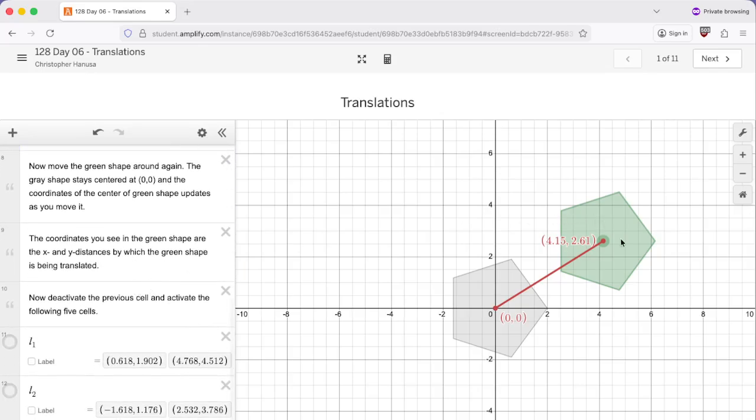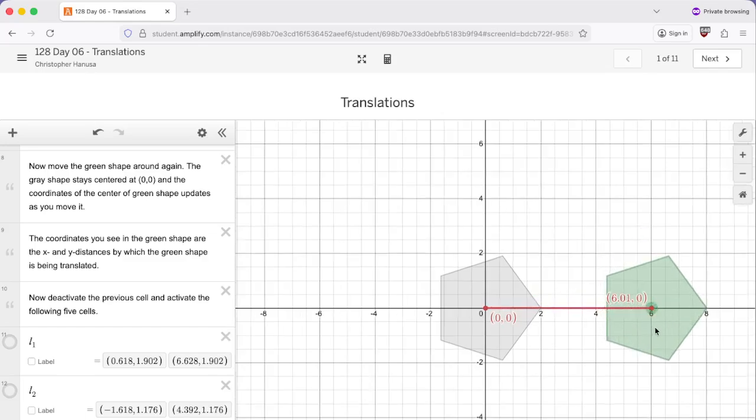The coordinates you see in the green shape are the x and y distances that the green shape is being translated. So let's say I moved it like this. I'm now moving the green shape about 6 units away in the x direction from the gray shape, or if I move this up here, I'm moving the green region 4 units up from the gray region.